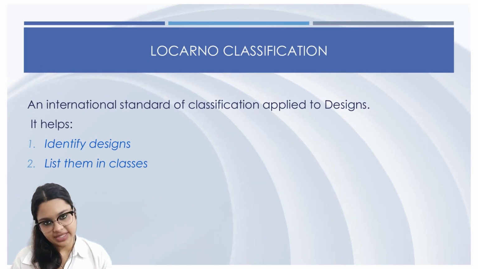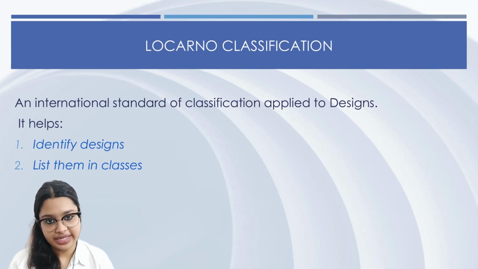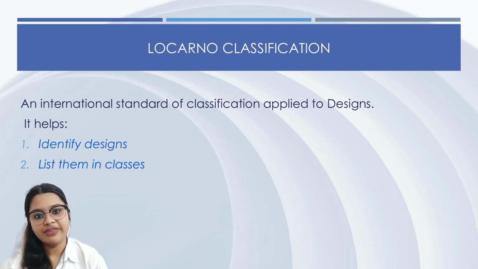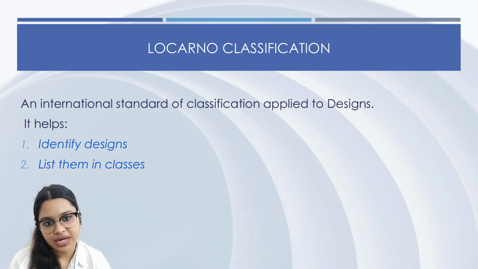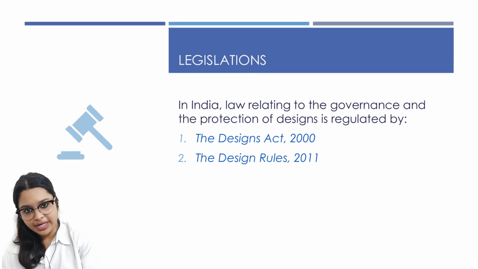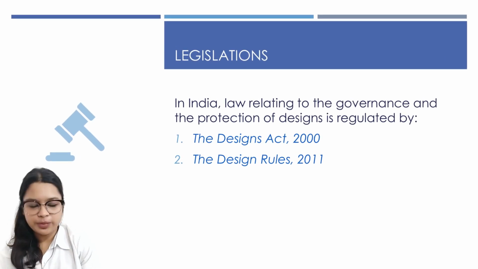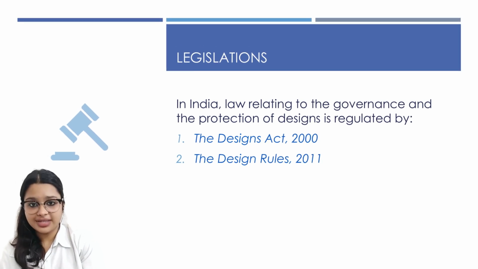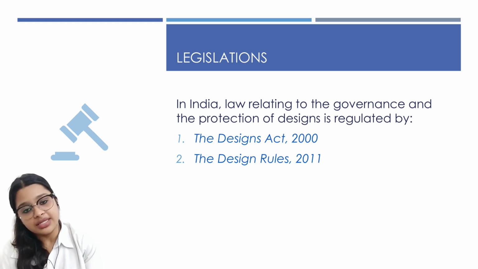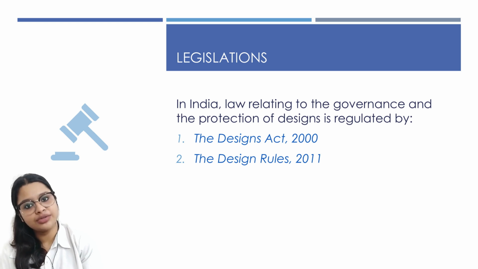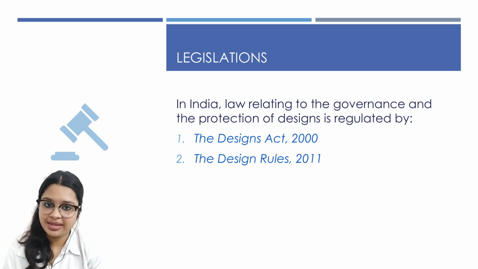Prior to the registration of designs, the designs must be classified. This system of classification is based on an international standard of categorization of designs called the Locarno classification. It helps identify designs and list them in classes. In India, the law relating to designs is largely governed by two main statutes. The first one is the Designs Act of 2000 and the second one is the Designs Rules of 2011. These statutes play a significant and important role in the protection of designs in India as they lay down the procedure for the registration of designs and their protection.